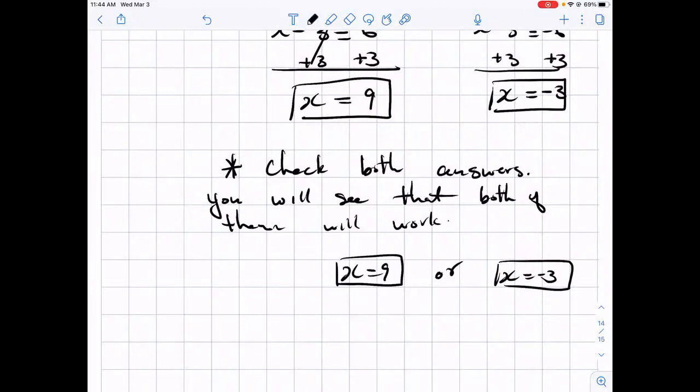Now, as always, you need to practice and practice and practice, because practice is what makes this better for you. So please try as many examples as possible.